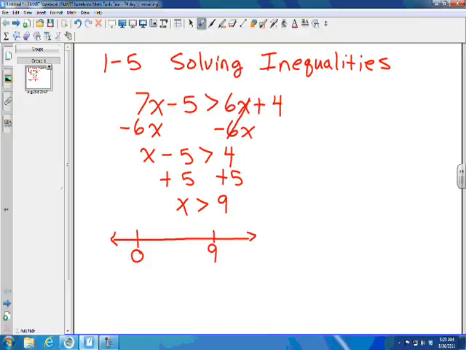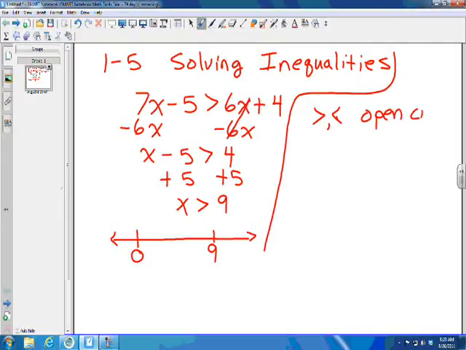So the first rule that I want you to write off to the side somewhere here, if you have greater than or less than, that's an open circle. So when you put that on this line down here, since we have greater than, it's an open circle at 9. That's what this is talking about.